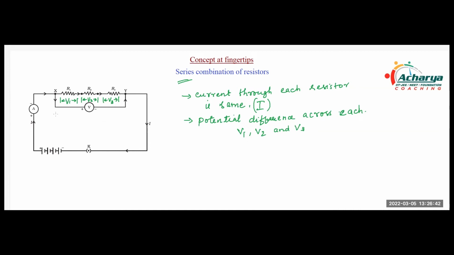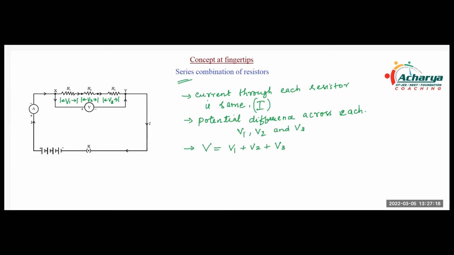Now here in this circuit, we can see the voltmeter. The voltmeter is connected across the terminals X and Y. So if you measure the voltage across the voltmeter, it will be given as V. So V is given as the sum of potentials across each resistance. So V is equal to V1 plus V2 plus V3.